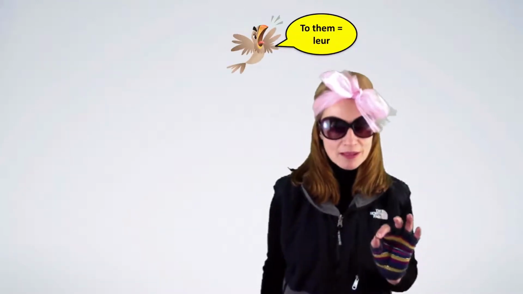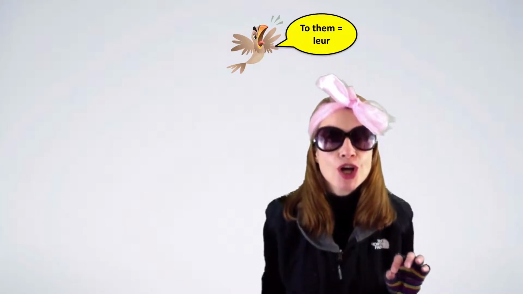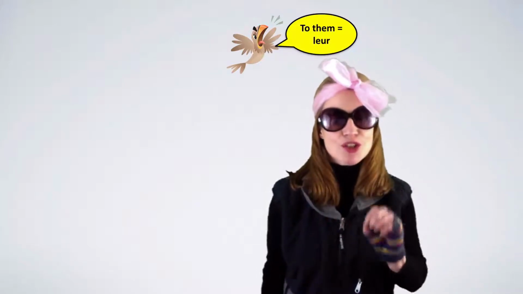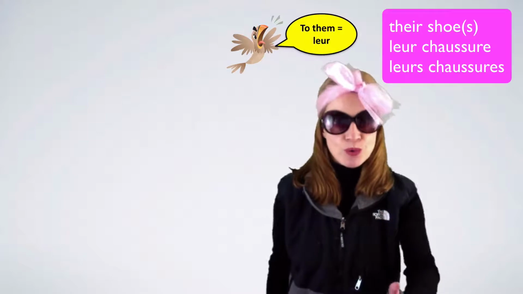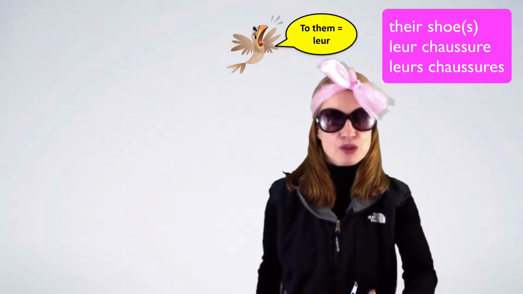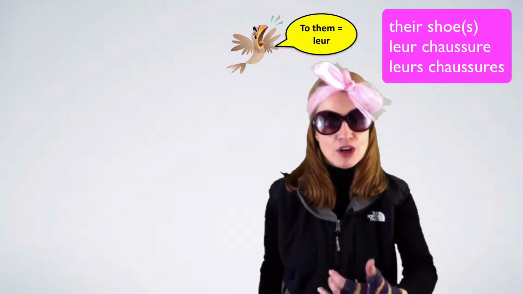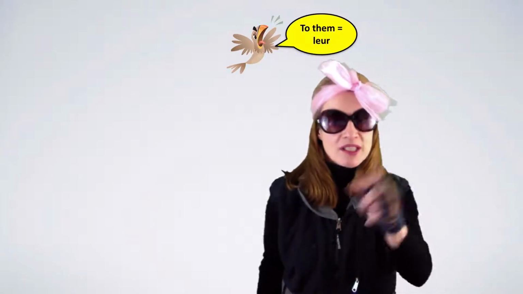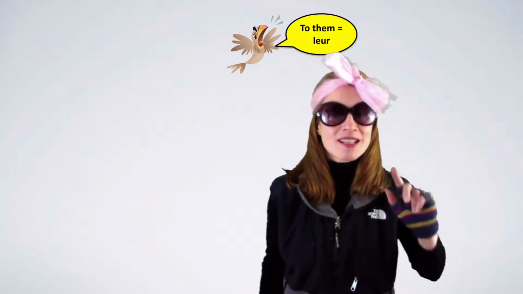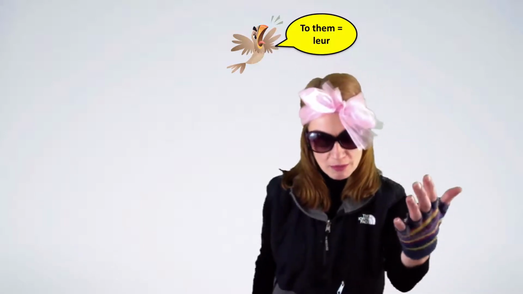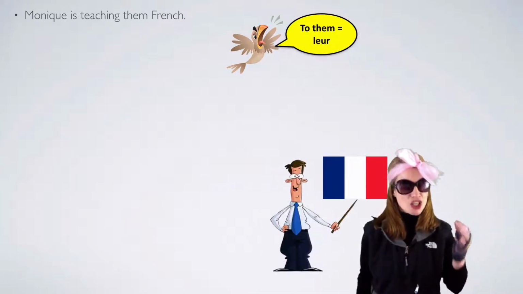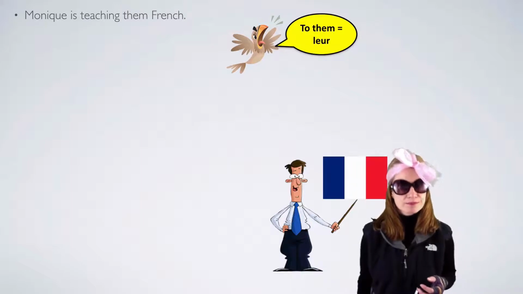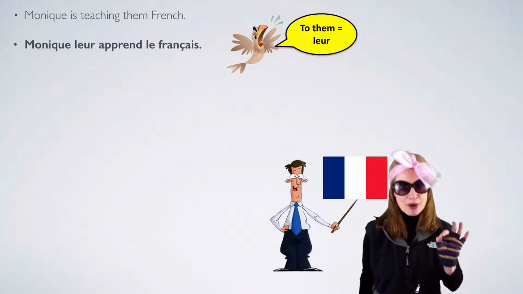Okay, so to them is leur, which has nothing to do with the leur that is the belonging to leur. Their shoe, leurs chaussures. Their shoes would be leur with the S on. Leurs chaussures, the plural. But this leur never has an S on it. To them is leur. To him is lui. To her is lui. To them is leur. Monique is teaching them French. One word in French. Monique leur apprend le français.